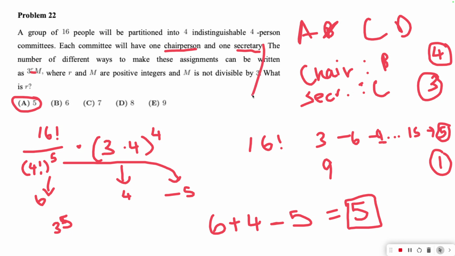So essentially the key idea was first you have to understand how many ways you can pick the indistinguishable groups. So each of them was like 16 choose 4, 12 choose 4, 8 choose 4, and then we have to also realize that you have to divide by 4 factorial because they're indistinguishable, so the order of the groups doesn't matter. And then you just have to multiply by 3 times 4 for each group because that's how many ways we can pick 1 chairperson and 1 secretary. Finally, we realized that we're just trying to find the power of 3, so we just calculate how many 3s we get from this expression, add those 2, and subtract how many 3s we get from this expression. And we get 5.